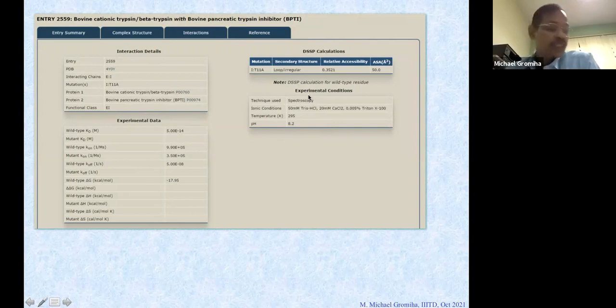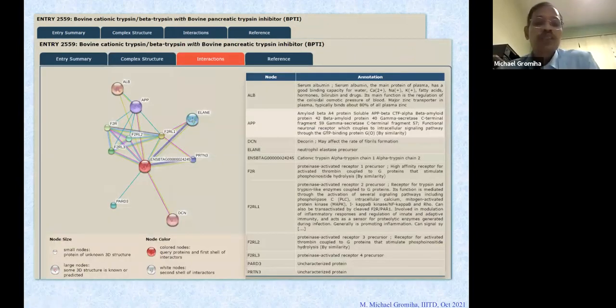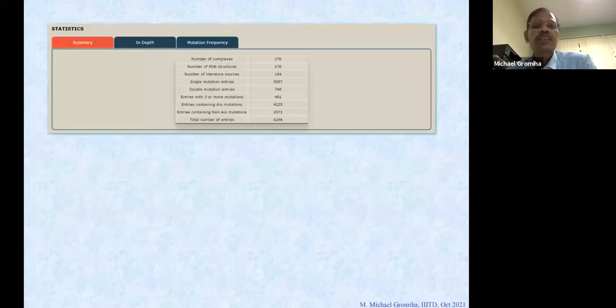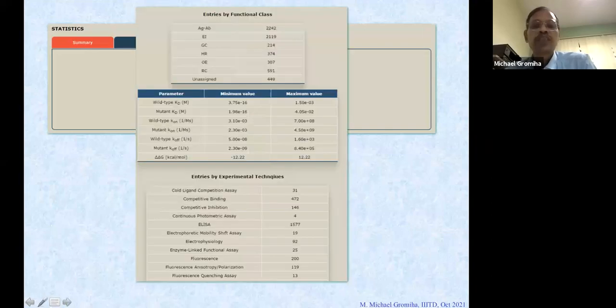And we link with the STRING database. Here are your main proteins, and you are connected with the other proteins in STRING. We have all the information from STRING, and we give the link to the STRING database. Here is the reference, where we give the biochemistry. Here, statistics: this is the number of complexes, the number of known structures and the entries and so on. These are the experimental techniques we use, and the range of the different experimental parameters and so on.